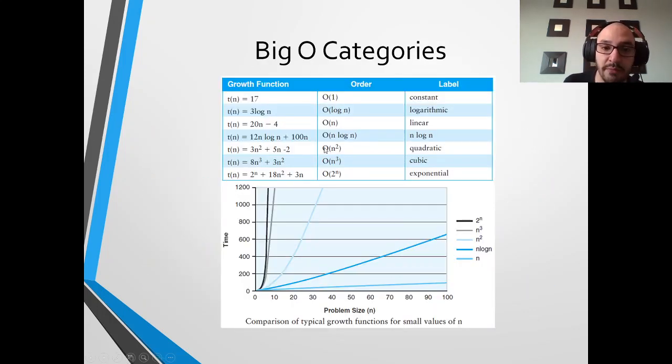Just going back to the table, I can see the n squared is somewhere down here. So if I have something that is n squared, it's not as good as something n or log n or even n log n.